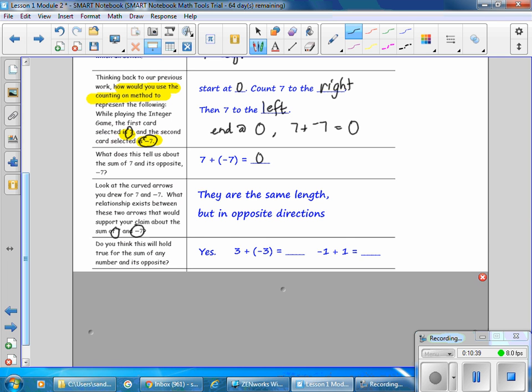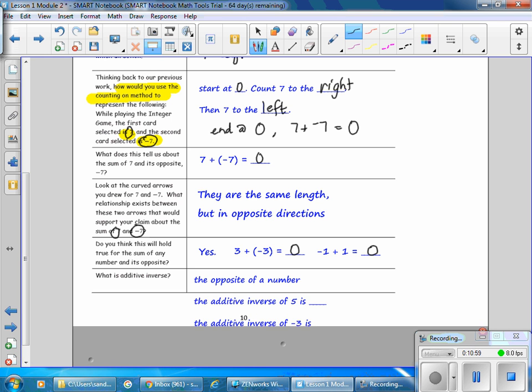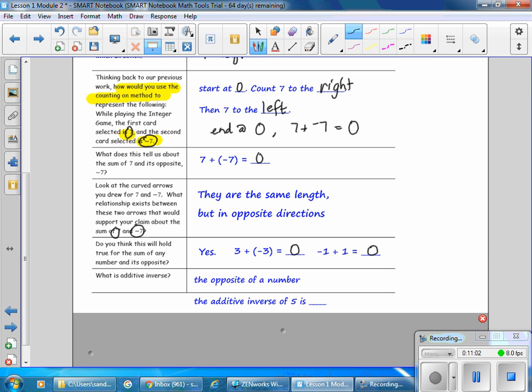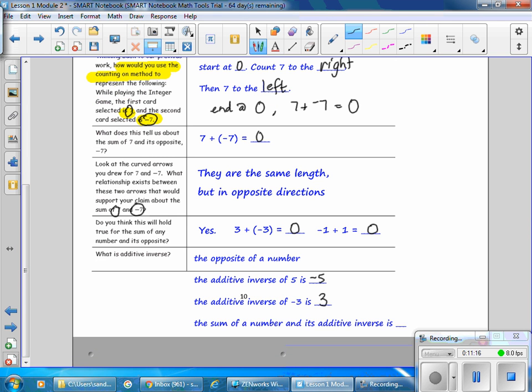Do you think this will hold true for the sum of any number and its opposite? Yes, it is true. For any number and its opposite, you will get a sum of 0. Because you go forward, but then you go back the same amount. What is the additive inverse? That is the opposite of the number. For example, the additive inverse of positive 5 is negative 5. The additive inverse of negative 3 is positive 3. The sum of a number and its additive inverse is 0.